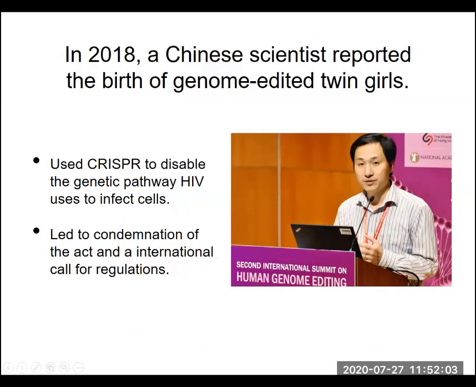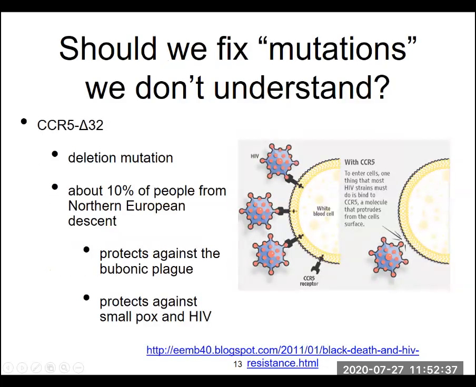Now, if we take a look at an example of this, we're pulling back to CRISPR. Remember, CRISPR is that focused gene therapy mechanism to go through and alter the DNA, correct the DNA in a very focused way. A Chinese scientist in 2018 reported the birth of genome-edited twin girls. Basically, this scientist in China went in and disabled the genetic pathway that HIV uses to infect cells. He induced a mutation in CCR5 delta 32 to protect these children from HIV.